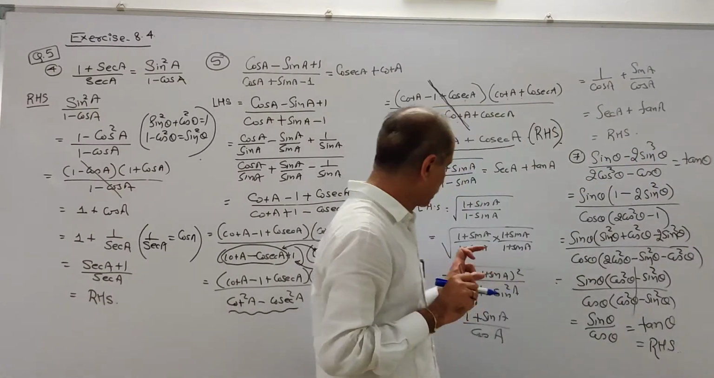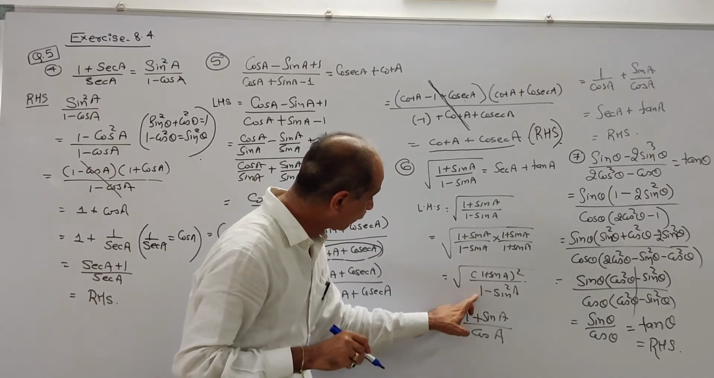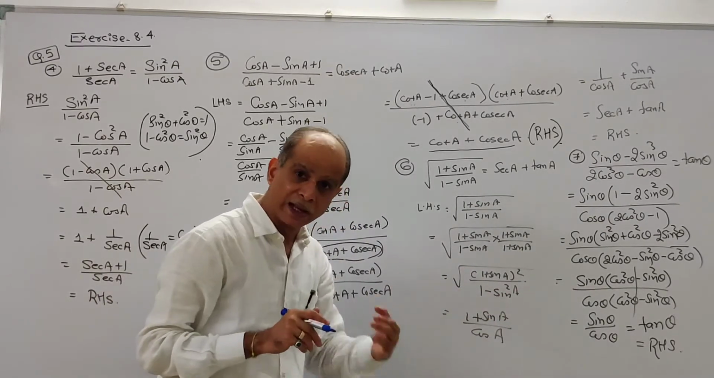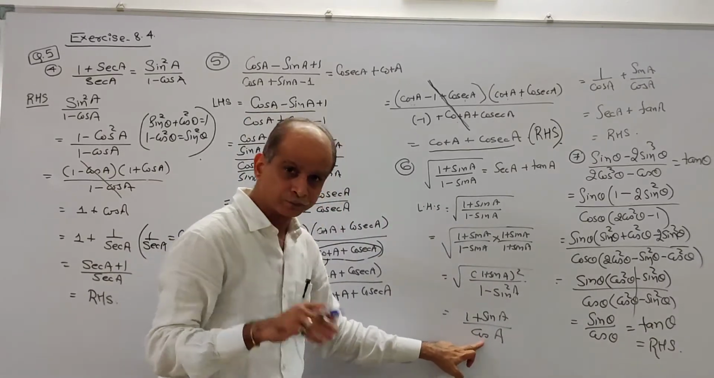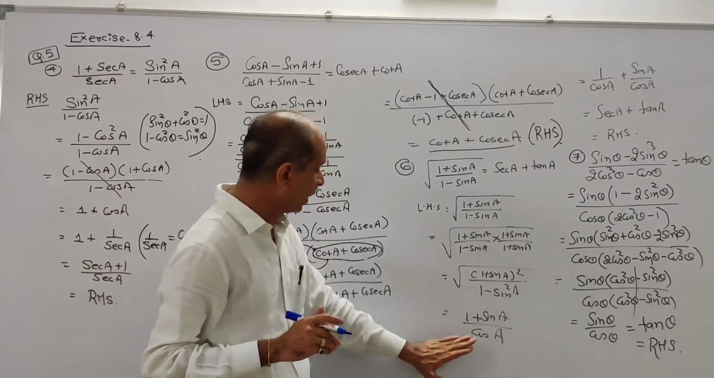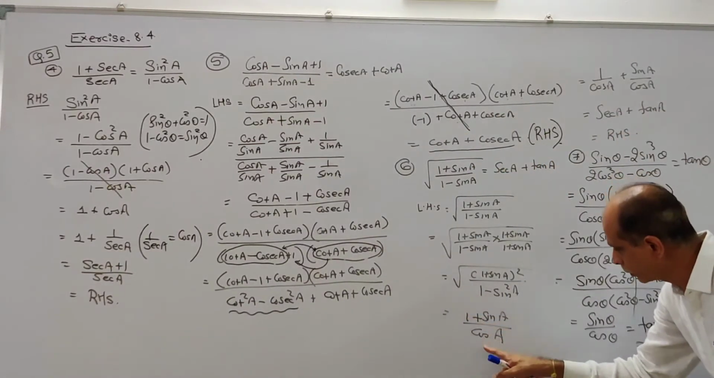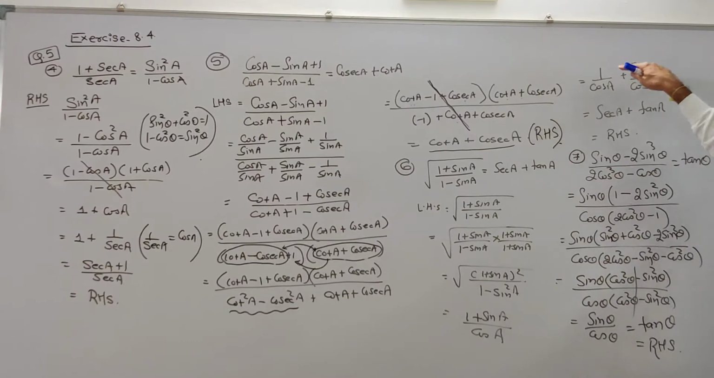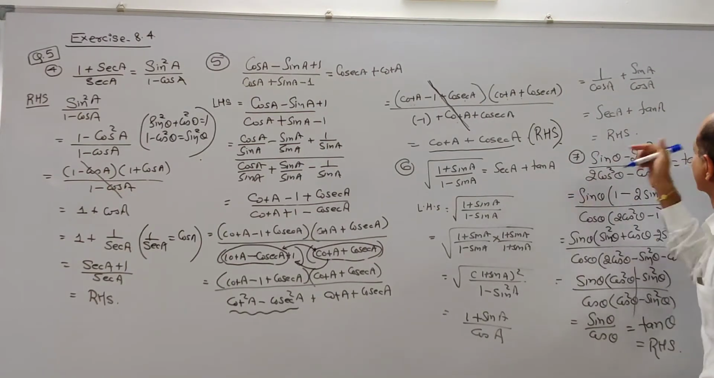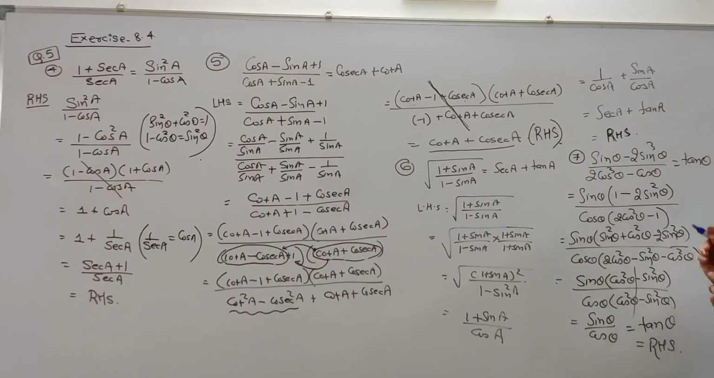So in the numerator, (1 plus sin A) whole square under root, and that's why you can write 1 plus sin A. 1 minus sin square means cos square A, and square root of cos square A means cos A. So your final answer is (1 plus sin A) upon cos A. Now you can divide this into two parts. Therefore 1 upon cos A plus sin A upon cos A. 1 upon cos A means sec A, and sin A upon cos A means tan A. So this is your RHS, and that's why sec A plus tan A is your answer.